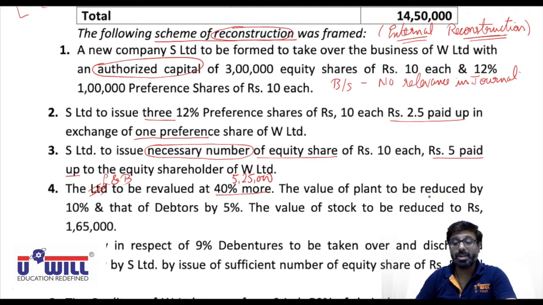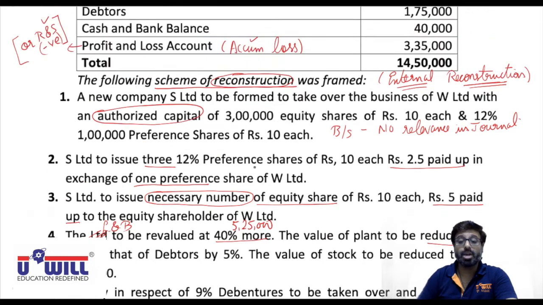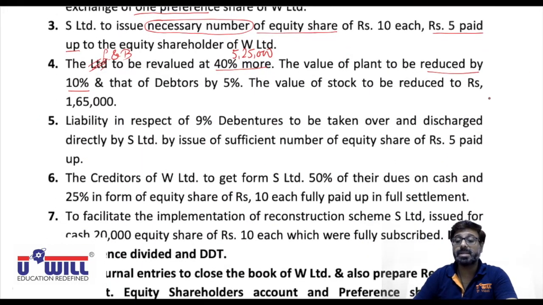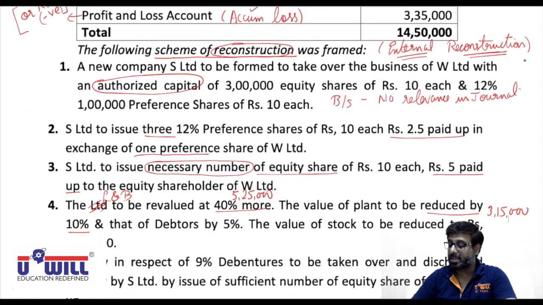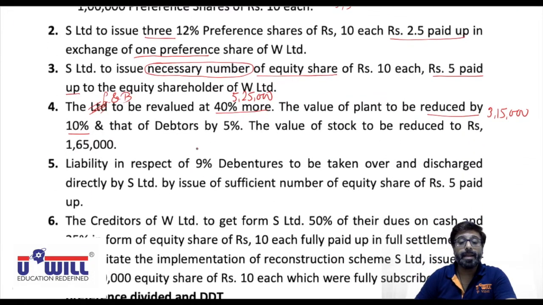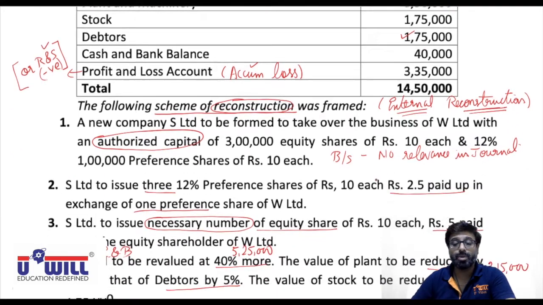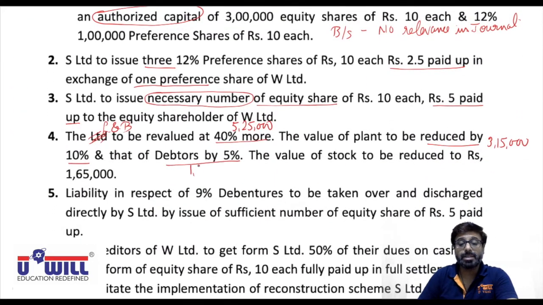Value of plant to be reduced by 10%. So you all can see here plant is 3,50,000 minus 10%. If you reduce it, it will come to 3,15,000. Okay, 3,50,000 minus 10% will come to 3,15,000. And same way debtors to be reduced by 5%. So you all can see debtors here are 1,75,000. If you reduce them by 5%, it will come to 1,66,250. These are the agreed values.